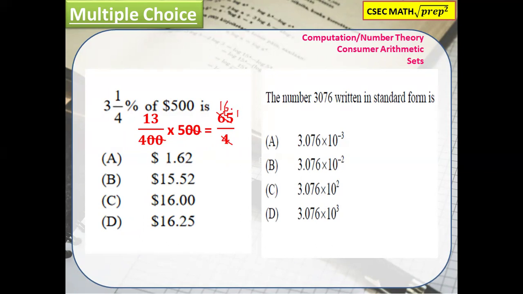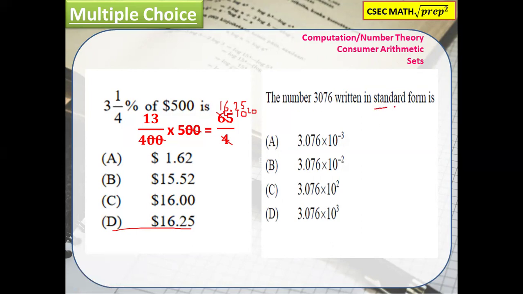4 can't be divided into 1, so we put a point here and add a 0. 4 into 10 goes 2 times, leaving 2. And when we add a 0 to that, 4 into 20 goes 5, leaving no remainder. So our answer is 16.25. That's D here. All right, good. Moving on to our next question.